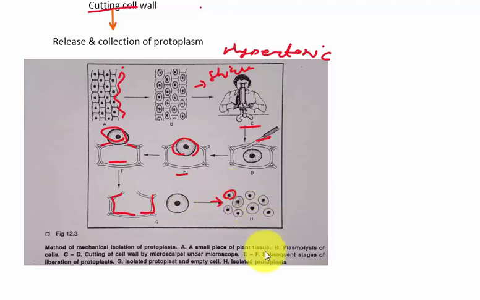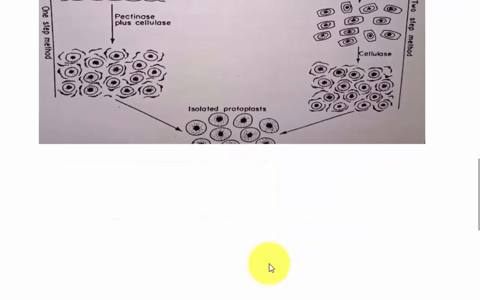So what is an isolated protoplast? An isolated protoplast is a protoplast which is obtained experimentally. The protoplast obtained experimentally is called the isolated protoplast. The next step is the enzymatic method.